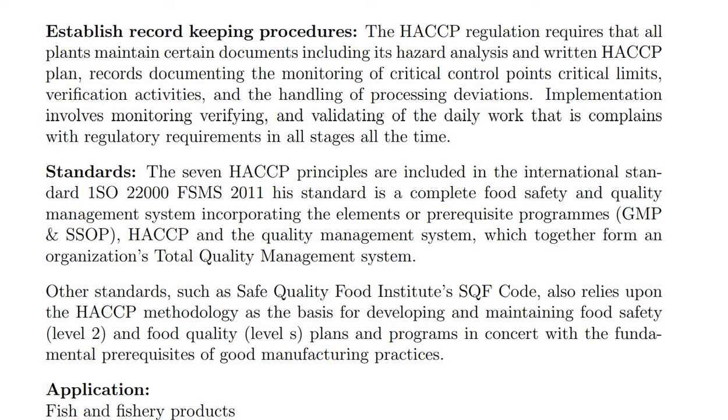The seven principles of the HACCP are included in the international standards, like ISO 22000, FSSC 2011. This standard is a complete food safety and quality management system, incorporating the elements from the prerequisite programs, that's called the GMP, good manufacturing practices, and SSOP. So these are the HACCP and the quality management system, which together form an organization's total quality management system.